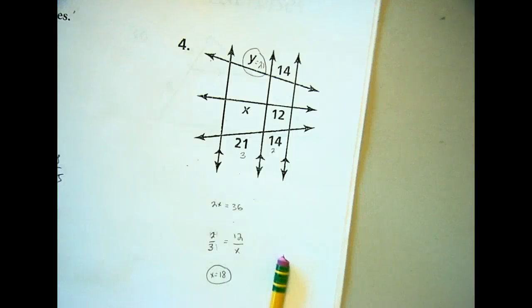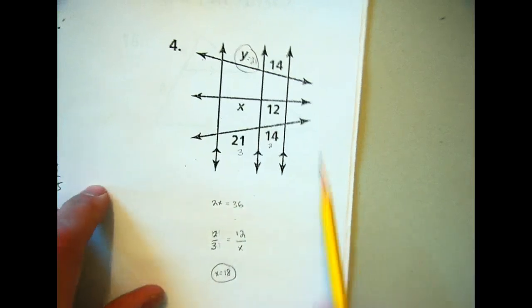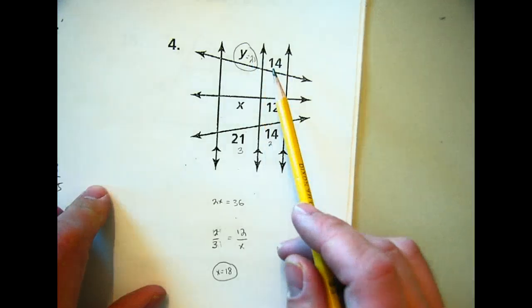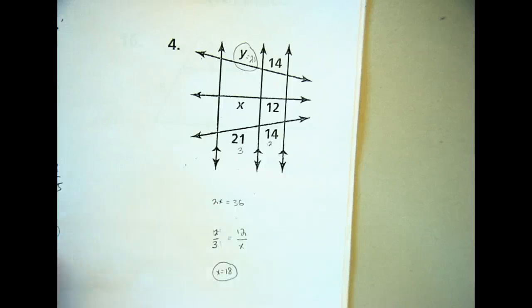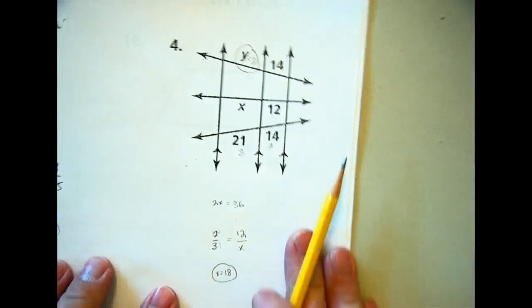Cool. So y equals 21. X equals 18. That what we got? How did you get 21 so easily? Because 14 is the same length as the other one. Good, yeah. Hey, so first thing you have to recognize parallel lines are running the other way.